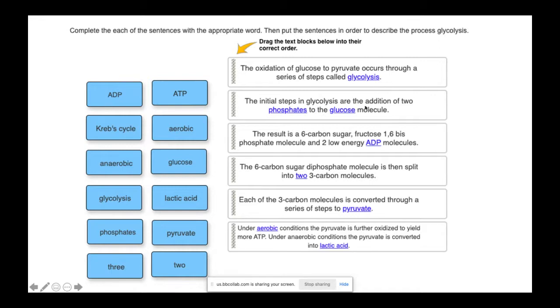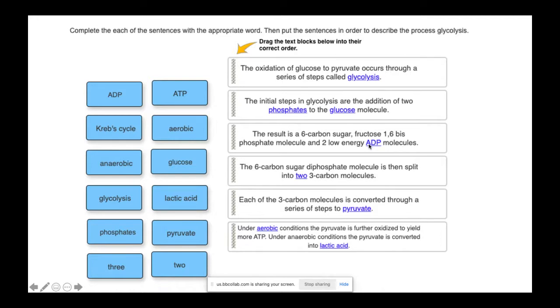So the initial steps in glycolysis are the addition of 2 phosphates to the glucose. I think they call it glucose 6-phosphate. So it just attaches a phosphate to it at first. The result is a 6-carbon sugar, fructose 1,6-biphosphate molecule, and 2 low-energy ADP molecules.